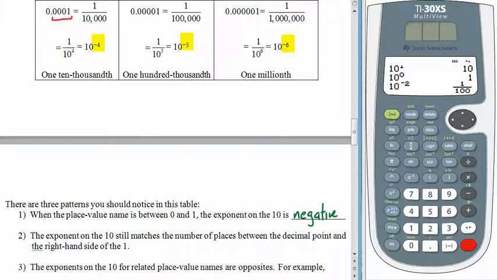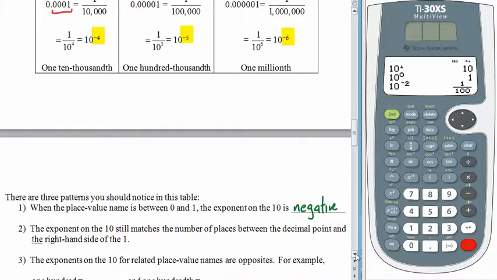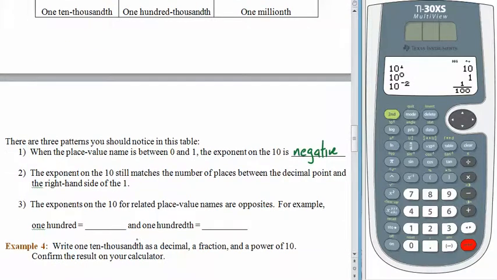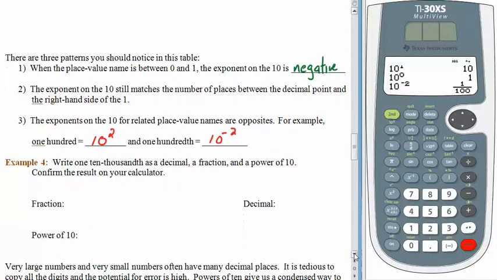And the other thing that we want to notice is that the exponents on the 10, when we have related place value names, are opposites. And now I have to slide down a little bit. But you know already that 100 is 10 to the second power. And we just did 1/100th. That's 10 to the minus 2 power. So these things go together. They're related, just like you'd expect. All right, let's slide on down and see what else we can do.